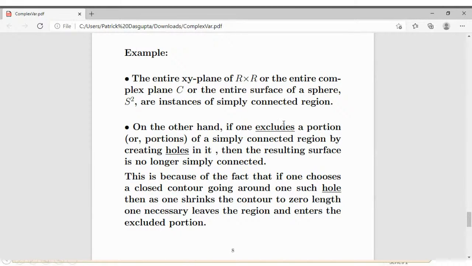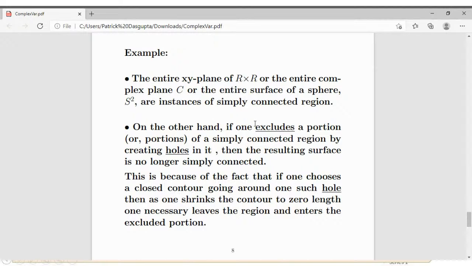Why? Because take a closed curve around the hole. If you take a closed curve around the hole, then that closed curve cannot be shrunk to a point without leaving the region, because there is a hole. If you want to shrink it to a point and the curve goes around the hole, if you're trying to shrink it to zero length, you have to leave the set and enter the hole.